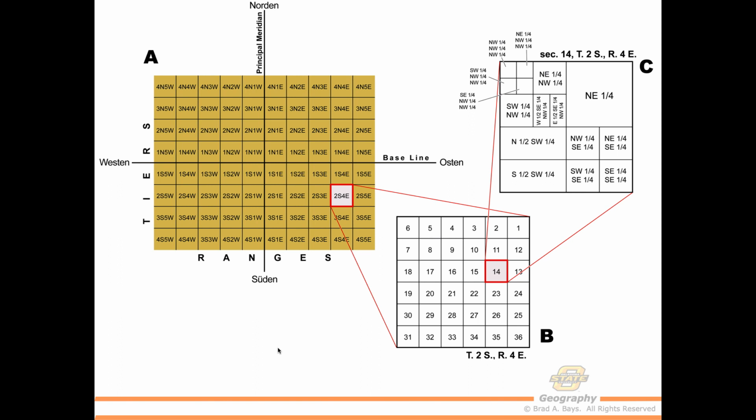So here's an example of Section 14 from Township 2 South, Range 4 East on this map. And then if we take that section and blow it up so that we can see it on a larger scale map still. So this is larger scale, smaller scale, even smaller scale. So larger scale map here.